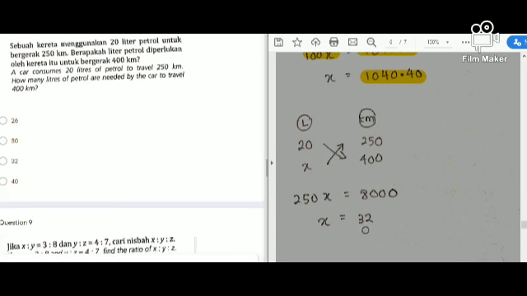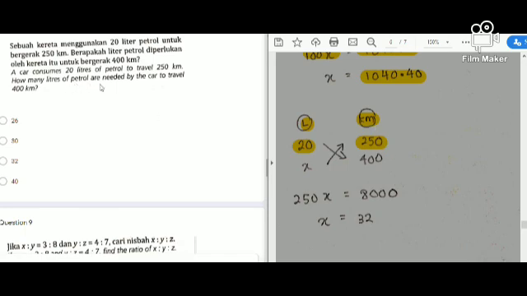Question number 8. A car consumes 20 liters of petrol to travel 250 kilometers. So in this question, the variables are oil in liters, and also distance traveled in kilometers. Okay, so a car consumes 20 liters, so you write 20 liters. It can travel for 250 kilometers, so you write 20 liters, 250 kilometers.